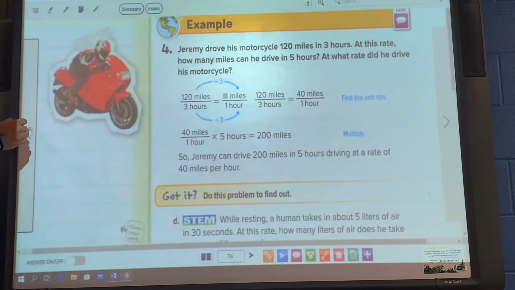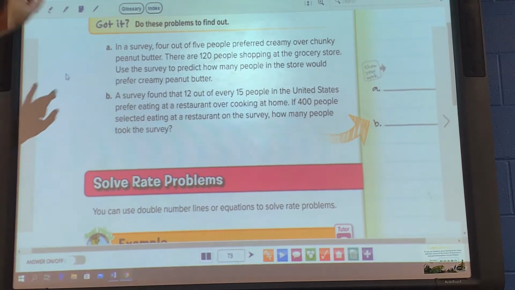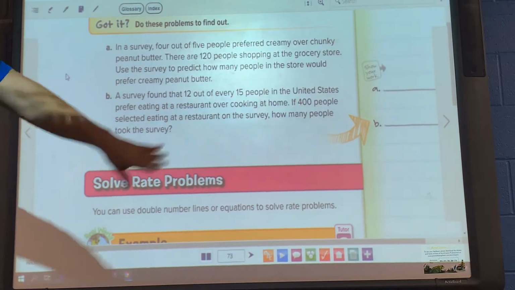So go back, and I want you guys to do A and B on page 73 on your own. So pause the video and do A and B and solve those out, and then come back and we're going to work through these together. So go ahead and pause the video right now and do A and B.